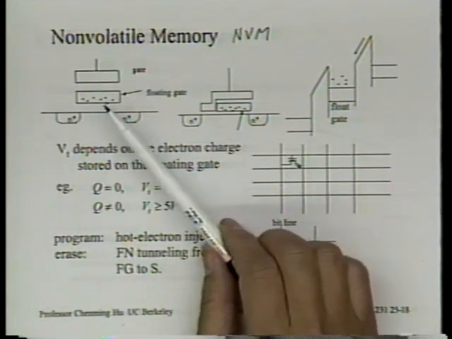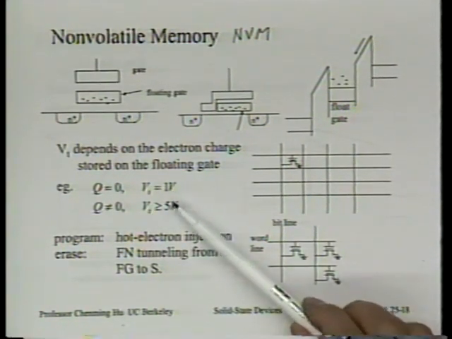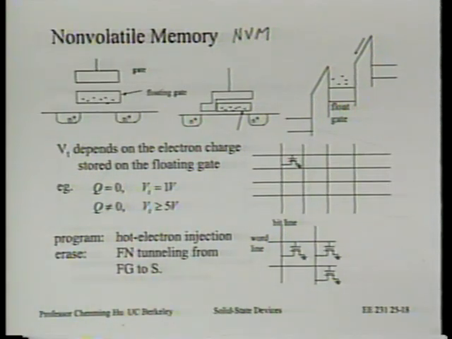So depending on the amount of electrons put there, you can change the VT. Now, ordinarily, we only needed two kinds of VT. For example, VT equal to 1 volt, VT larger than 5 volts. Just as an example, two states to determine the digital information that you store on this bit of storage element.